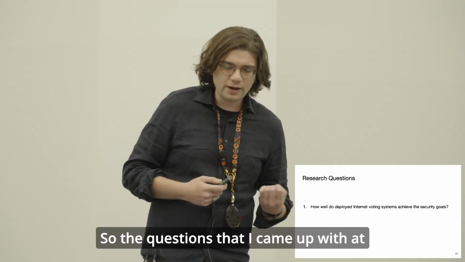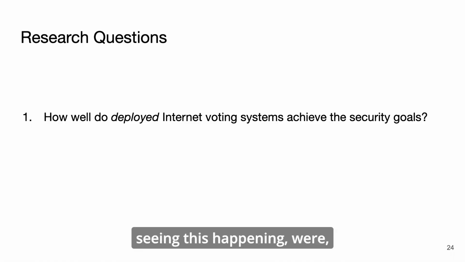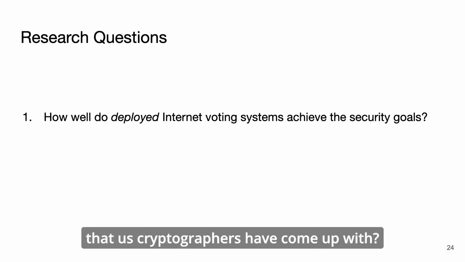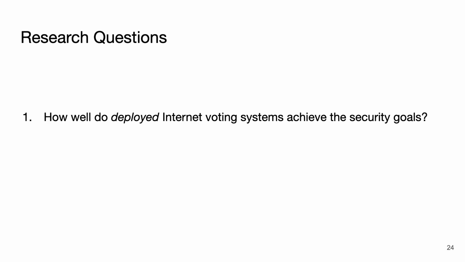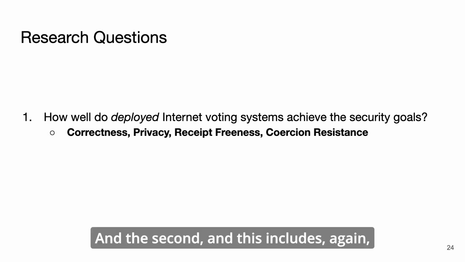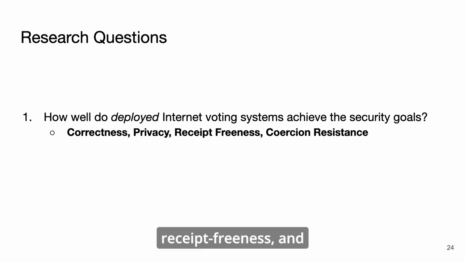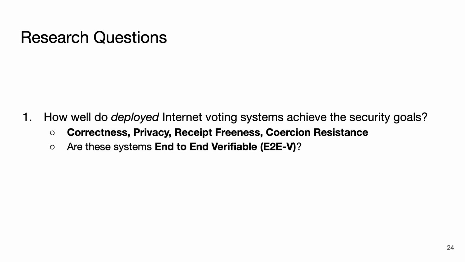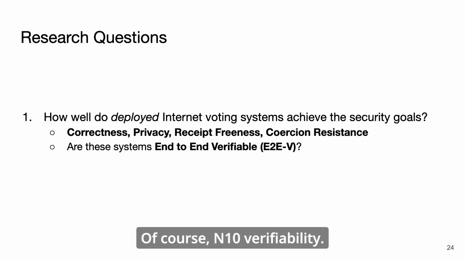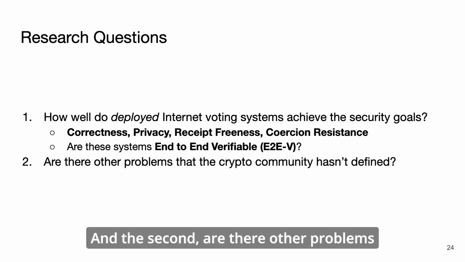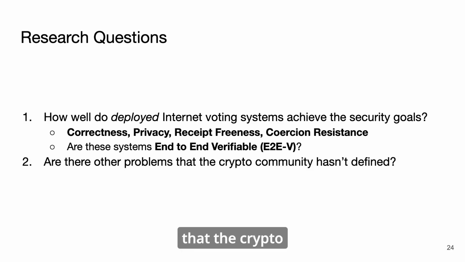So the questions that I came up with at the time, as I was seeing this happening, were: first, how well do deployed internet voting systems actually achieve the security goals that us cryptographers have come up with? And this includes, again, correctness, privacy, receipt-freeness, and coercion resistance, and of course, end-to-end verifiability. And second, are there other problems that the crypto community hasn't defined, that we haven't tried to look into, that are also valid?